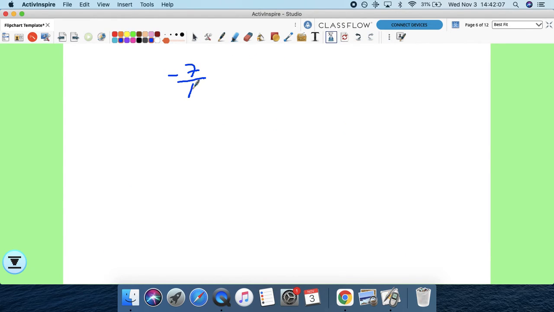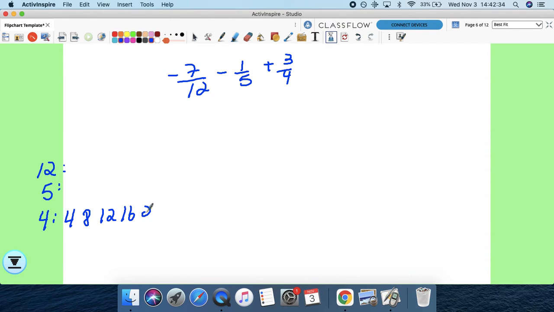Negative 7 over 12 minus 1 over 5 plus 3/4. Oh boy. So we're going to find the LCM. We're going to find a common multiple. So this one, let's try the 4s. 4, 8, 12, 16, 20, 24. Let's see if that's enough. 5, 10, 15, 20. I see a 20. That's good. 25, 30. I'm going to stop there.